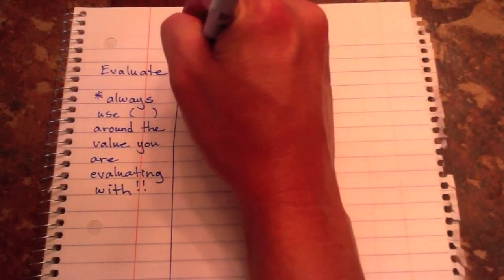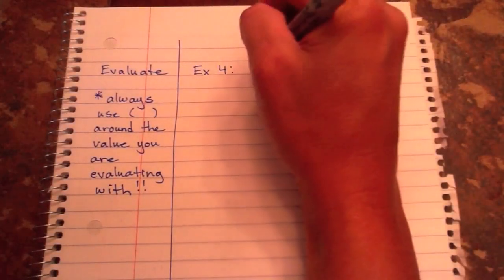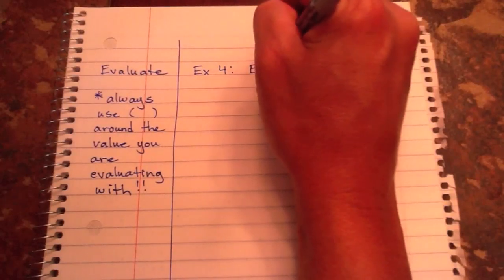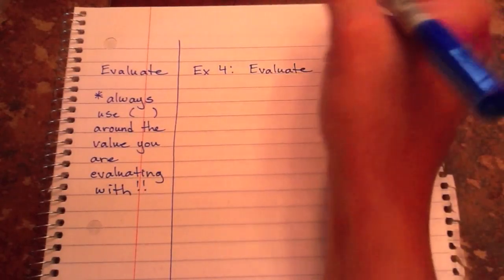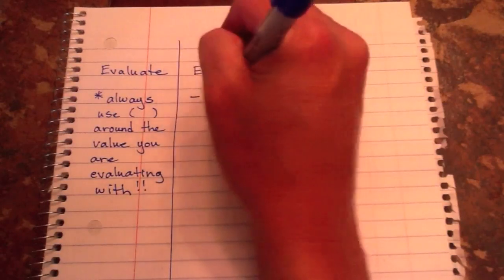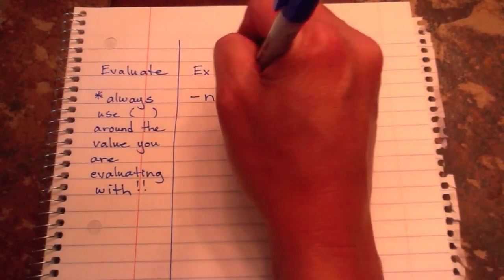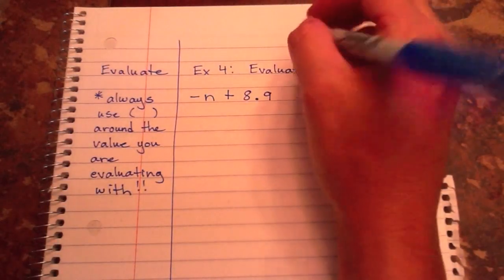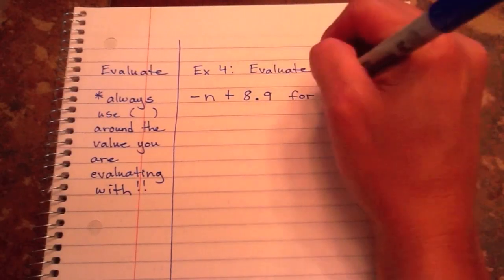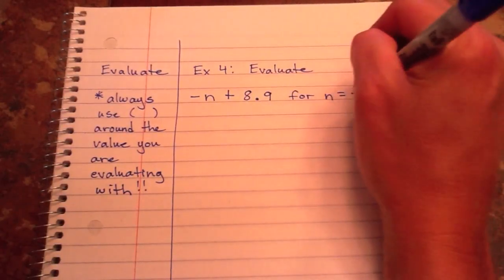This is actually example 4 in your book. And it tells you to evaluate n plus 8.9 for n equals -2.3.